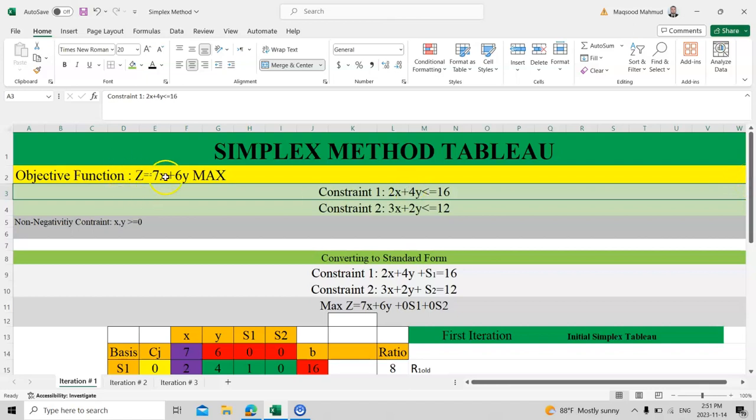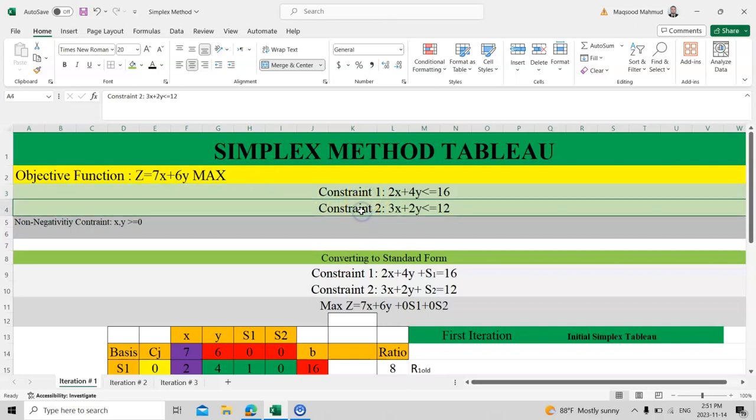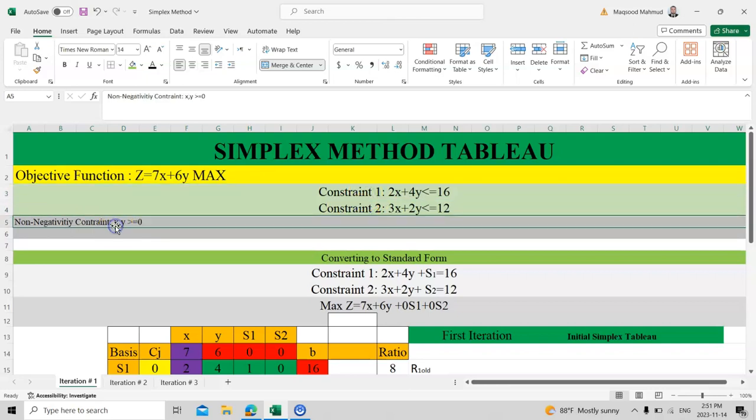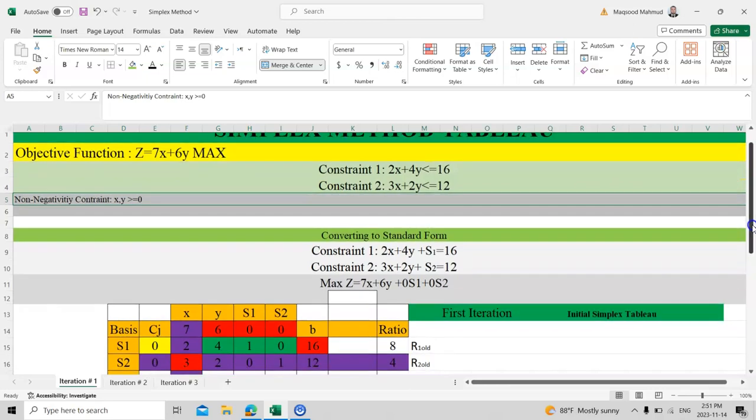First we have the objective function, which is z equal to 7x plus 6y, and this is for maximization, not minimization. Secondly, we have constraint number one and constraint number two. The third thing is the non-negative constraint, which means that x and y are both greater than or equal to zero. Since the sign is less than or equal to, these constraints will be transformed into a standard form via the slack value.